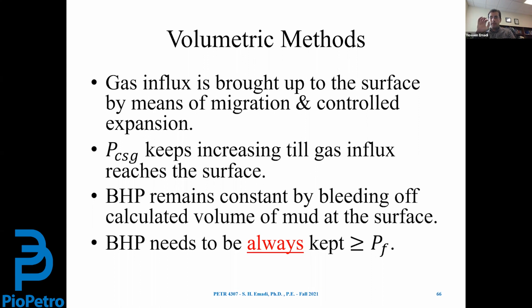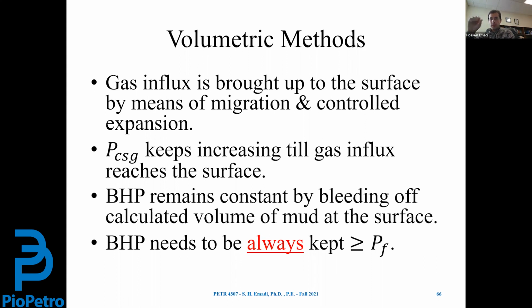If you remember from the previous lectures, in both the wait and weight method and the driller's method, the assumption is we are doing the circulation by maintaining the bottom hole pressure constant. So the bottom hole pressure is constant, and it has to be always more than formation pressure, because otherwise more formation fluid can enter the well. So what happens is, if you remember, when gas enters the wellbore, if we don't do anything, gas starts moving upward. And due to the gas migration, we see an increase at the surface pressure, which is casing pressure.